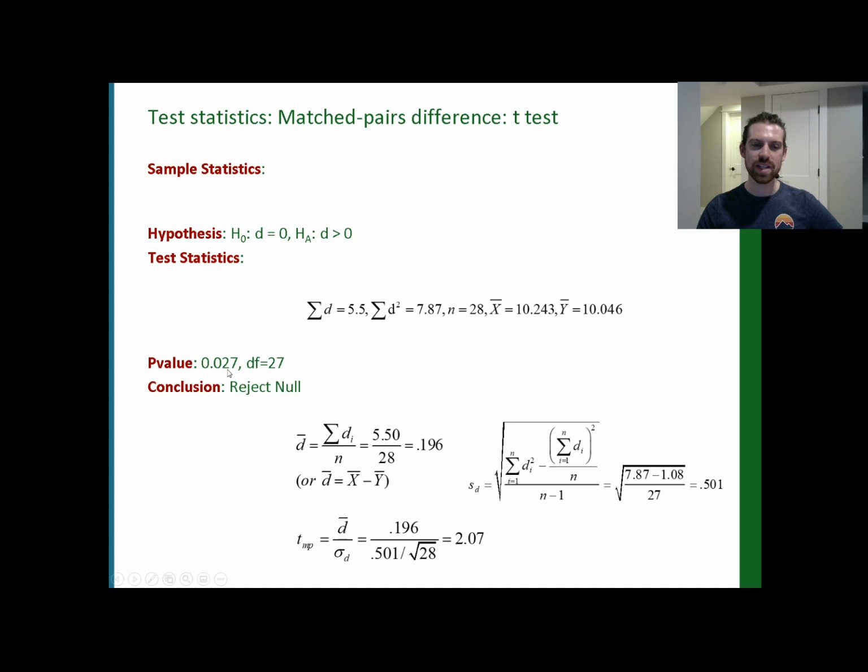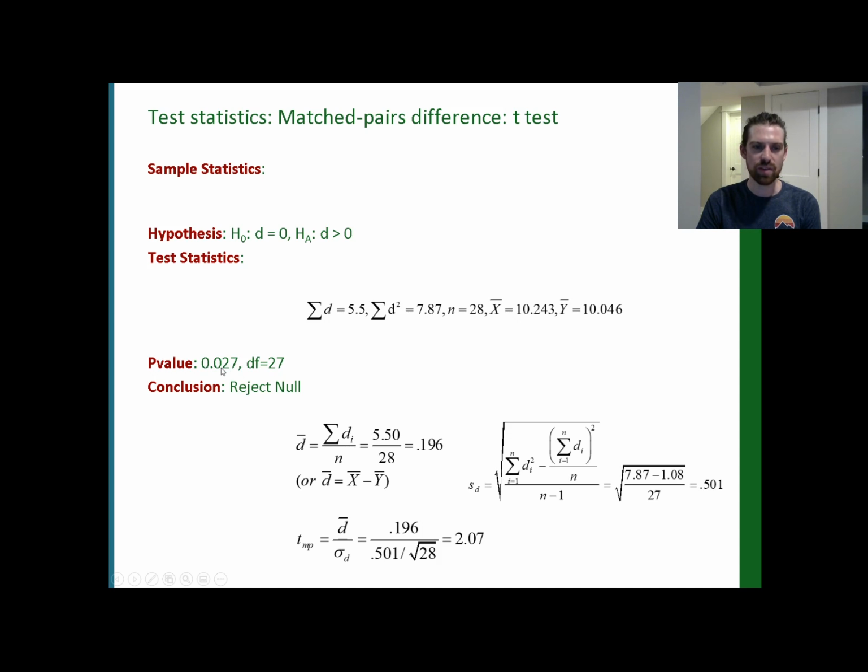You can then basically get this p-value, and that p-value is very small. It's below that 0.05 level that we're looking for in order to get that indicator that these results may be significantly different from what would just randomly occur, okay? So it's 0.027 here at 27 degrees of freedom.